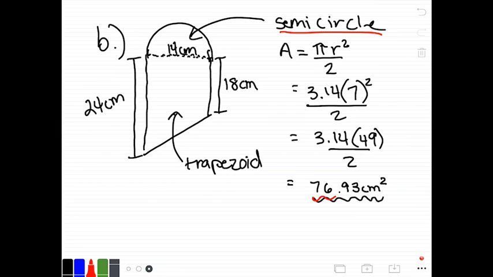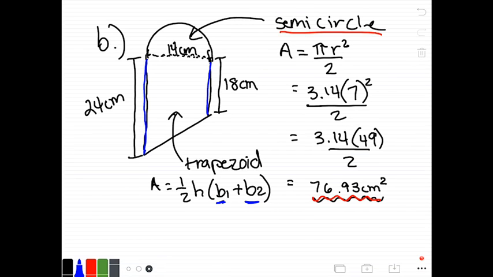I'll go red and red. There we go. Then for your trapezoid, your formula is 1/2 times the height times the sum of the bases. Now, one important fact about trapezoids is that the bases are parallel. Your only parallel sides are these two, so those are the bases, and your height has to be between the two bases. So that's why the height is 14. So your trapezoid is on its side. So you have 1/2 times 14 times 18 plus 24.